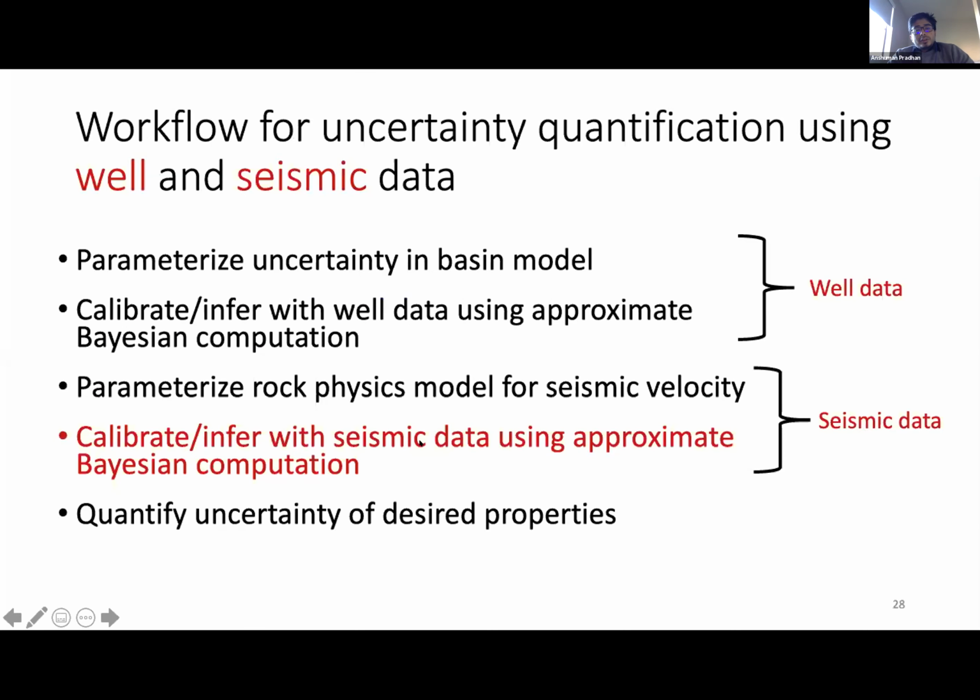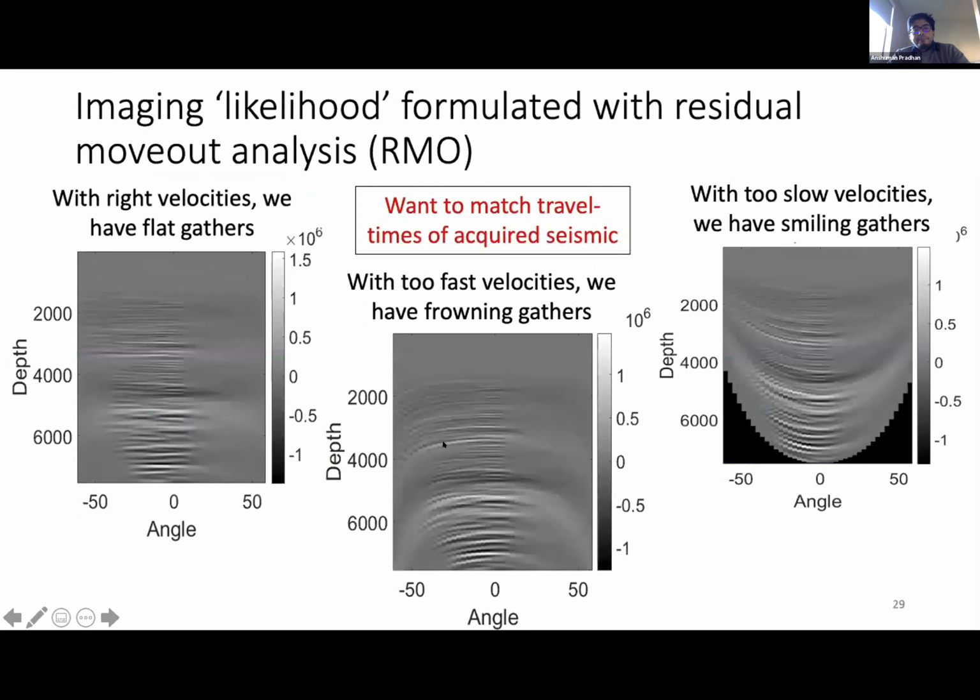Now, the next step is to perform the inference with the seismic data. Remember I said that we had to match the seismic travel times, right? So in order to match the seismic travel times of the reflections, we will employ something called the residual move-out analysis. The residual move-out analysis doesn't want to be too happy or too sad. It always wants to stay neutral.